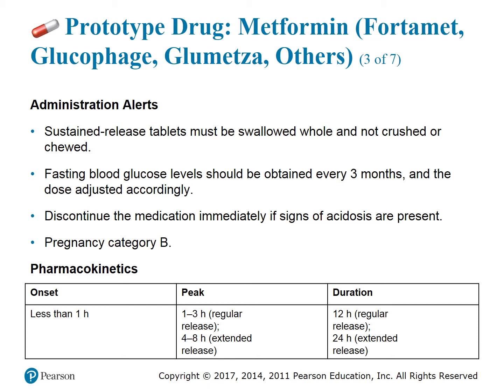All right, and some of that language, I'm hoping that by the time you get to this PowerPoint, you've already read chapters 1 through 5, and you figured out the mechanisms of how certain drugs work in certain parts of the body based on the route of administration. You want a blood glucose level obtained every 3 months, and have the doctor adjust doses accordingly. If any signs of acidosis occur, discontinue.